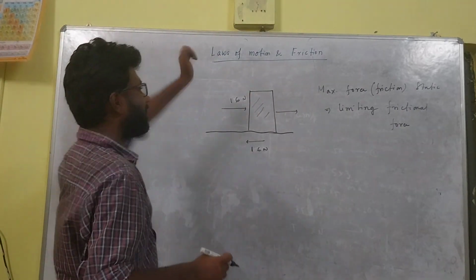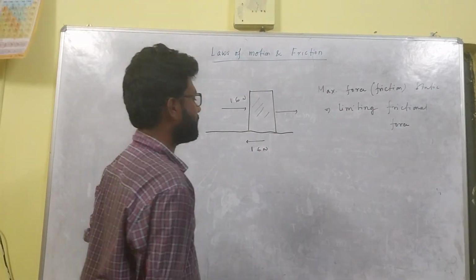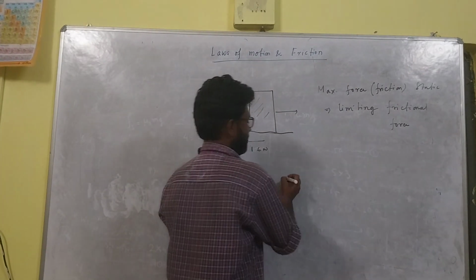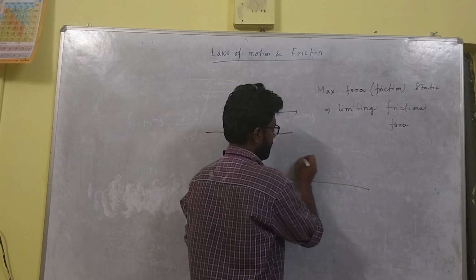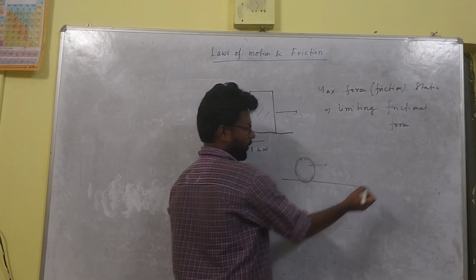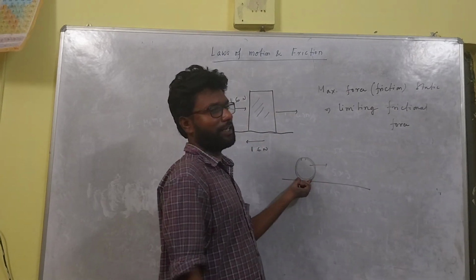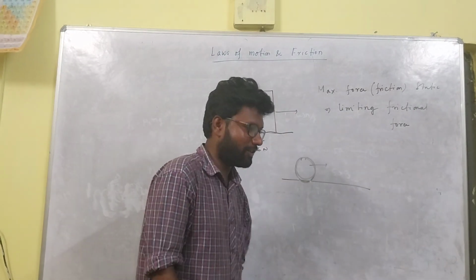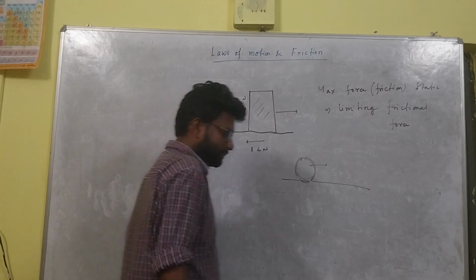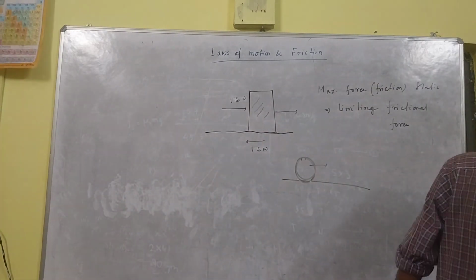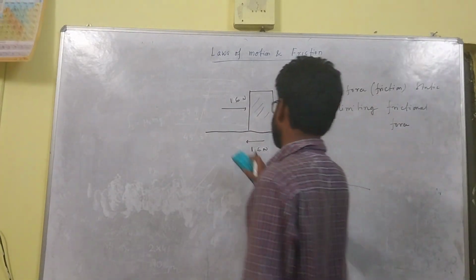Okay. Now there is a third case, the rolling friction. All of you know what rolling friction is. If a wheel rolls on the floor, then the friction that appears on the wheel from the floor is called rolling friction. Okay. Now it's time to do some problems, right?